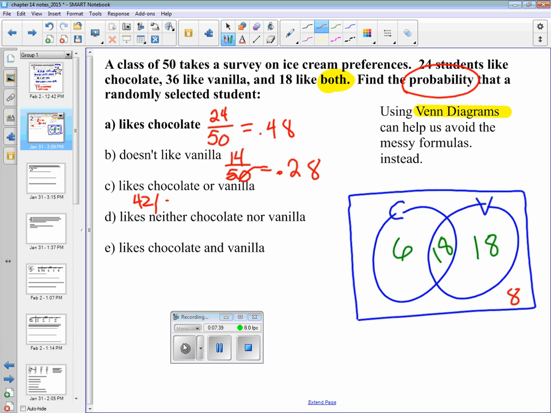What if we didn't have a Venn diagram? Come on, baby. Good grief. 42 out of 50, which is 0.84. Smartboard is garbage.